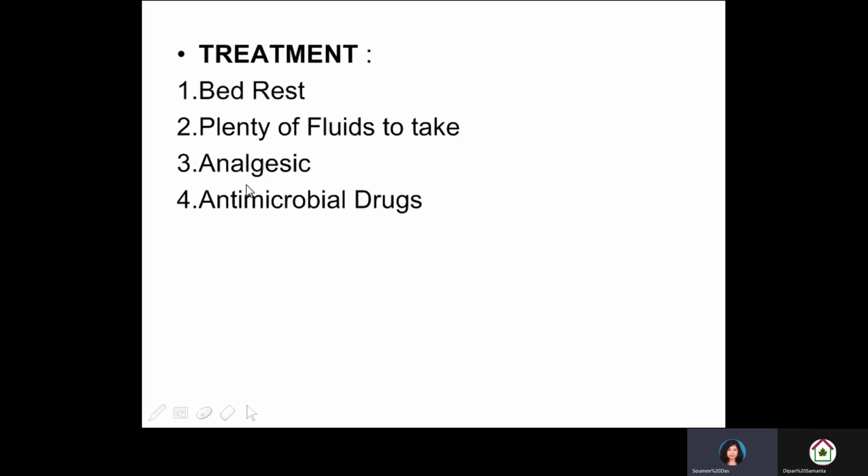Next is analgesic. Analgesic means painkillers. There will be severe pain and soreness in the throat, and for relief from that, the patient needs to be given analgesics and antimicrobial drugs. That means antibiotics would be administered.